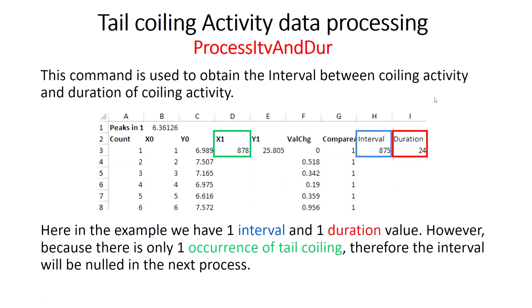The first macro is Process ITV Endure. In this macro, we will obtain the interval between coiling activity and the duration of coiling activity. So in this example, we have one interval and one duration value here.